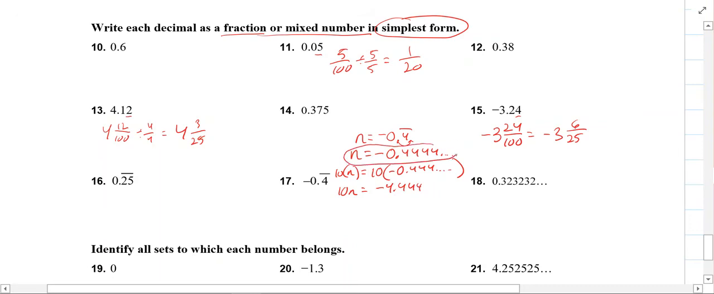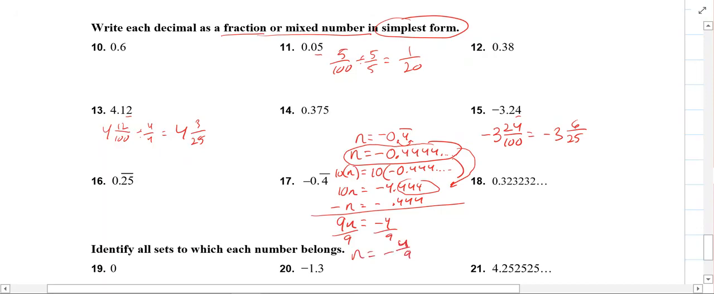Now I use this line right up here. I bring it down, and I'm going to subtract it from here. Because the idea, remember, is to get rid of all these repeating numbers here. So when I subtract, all of those are gone, and what do I have left over? Just a negative 4. And 10n take away n is 9n. And to get rid of the 9, I divide by 9. If I do it to one side, I also do it to the other. And n is equal to negative 4/9.